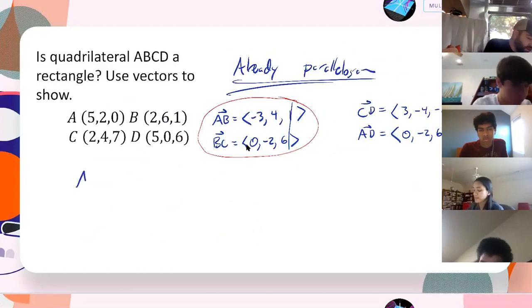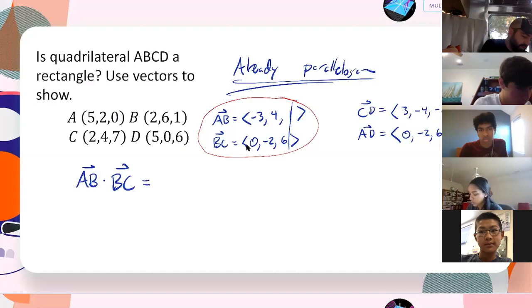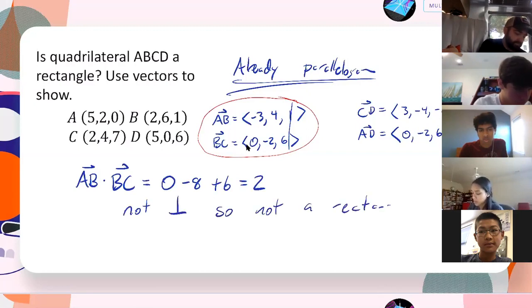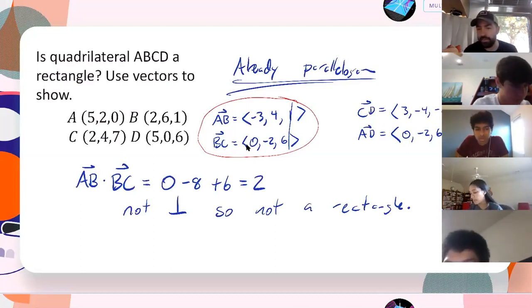So all we need to do is show that AB dotted with one of its adjacent sides is 0. So we have 0 minus 8 plus 6 is 2. So not perpendicular, so not a rectangle. If you hadn't shown it was a parallelogram, we would have to show all 4 angles are right angles, but since it's already a parallelogram, if one of the angles is a right angle, that means all the other ones are too. In this case, it's not though. We didn't get 0, so it's not perpendicular.